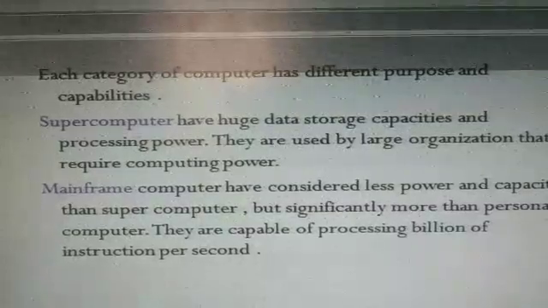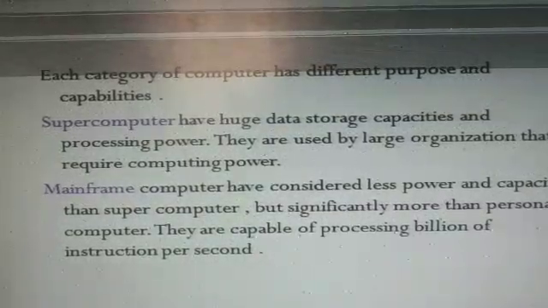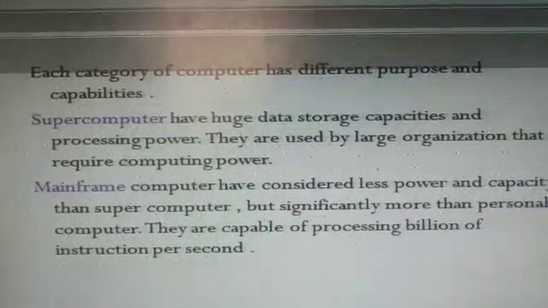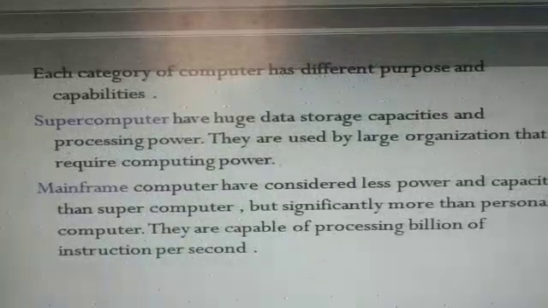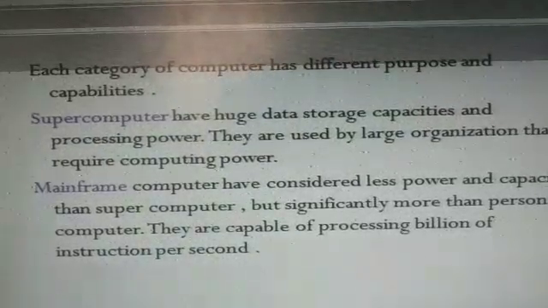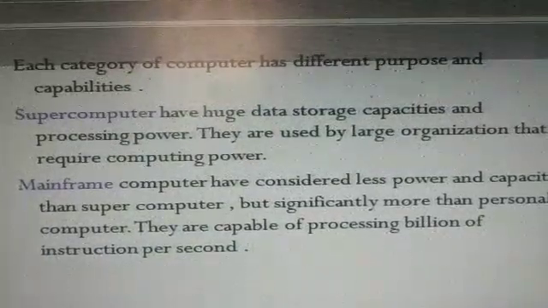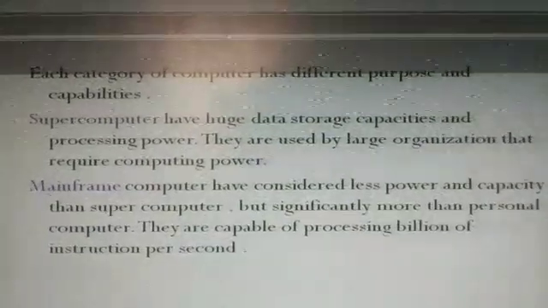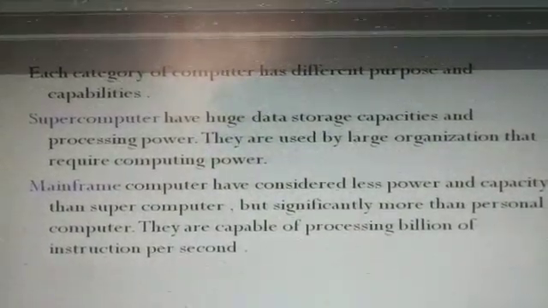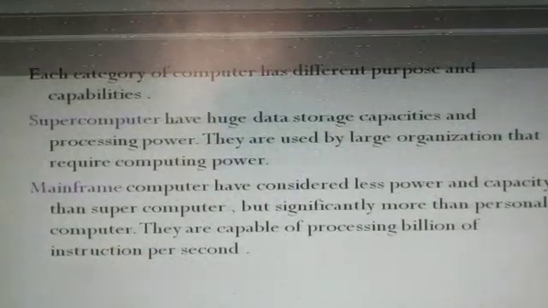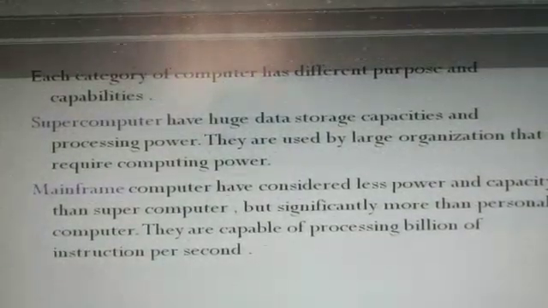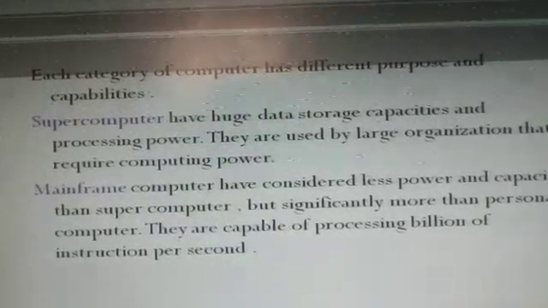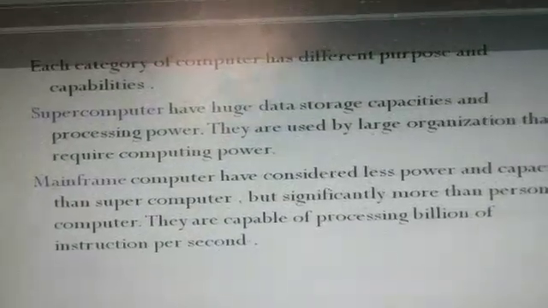Supercomputer. Supercomputers have huge data storage capacity and processing power. They are used by large organizations that require computing power. Housed in clean rooms, supercomputers must be kept free of dust and debris, and have to be constantly cooled because of the heat they generate.